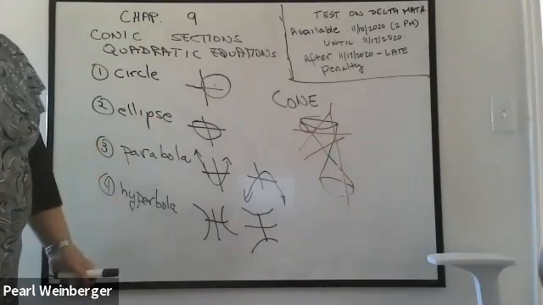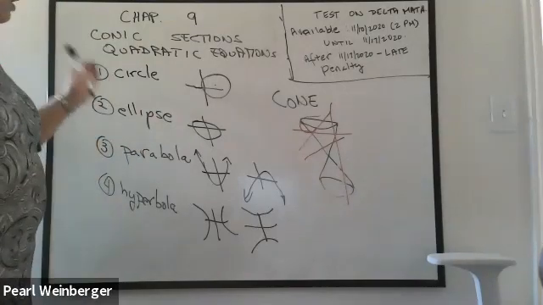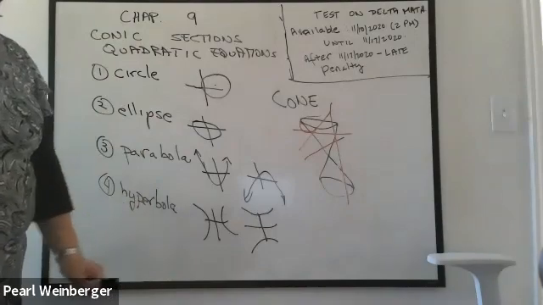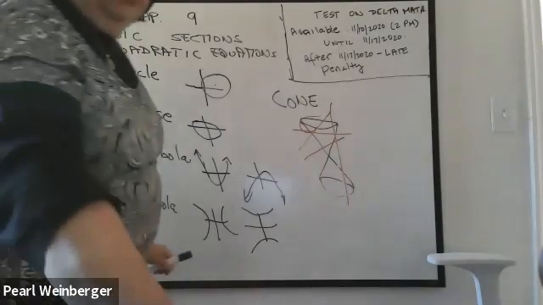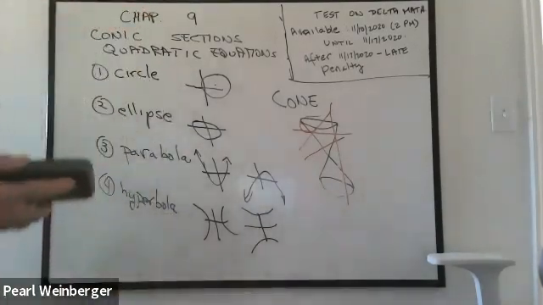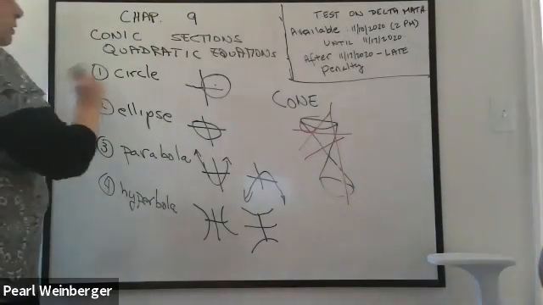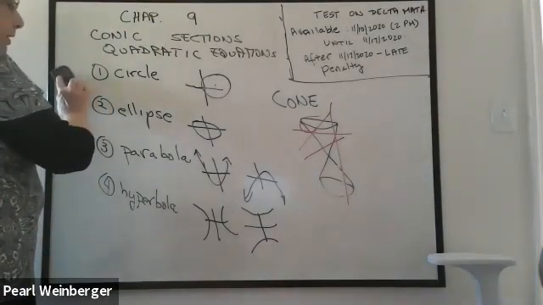We're going to do this in order. We're going to start talking about the circle. Let's talk about the circle. We'll start with a simple circle, and then we'll go to one that's a little bit more complex.